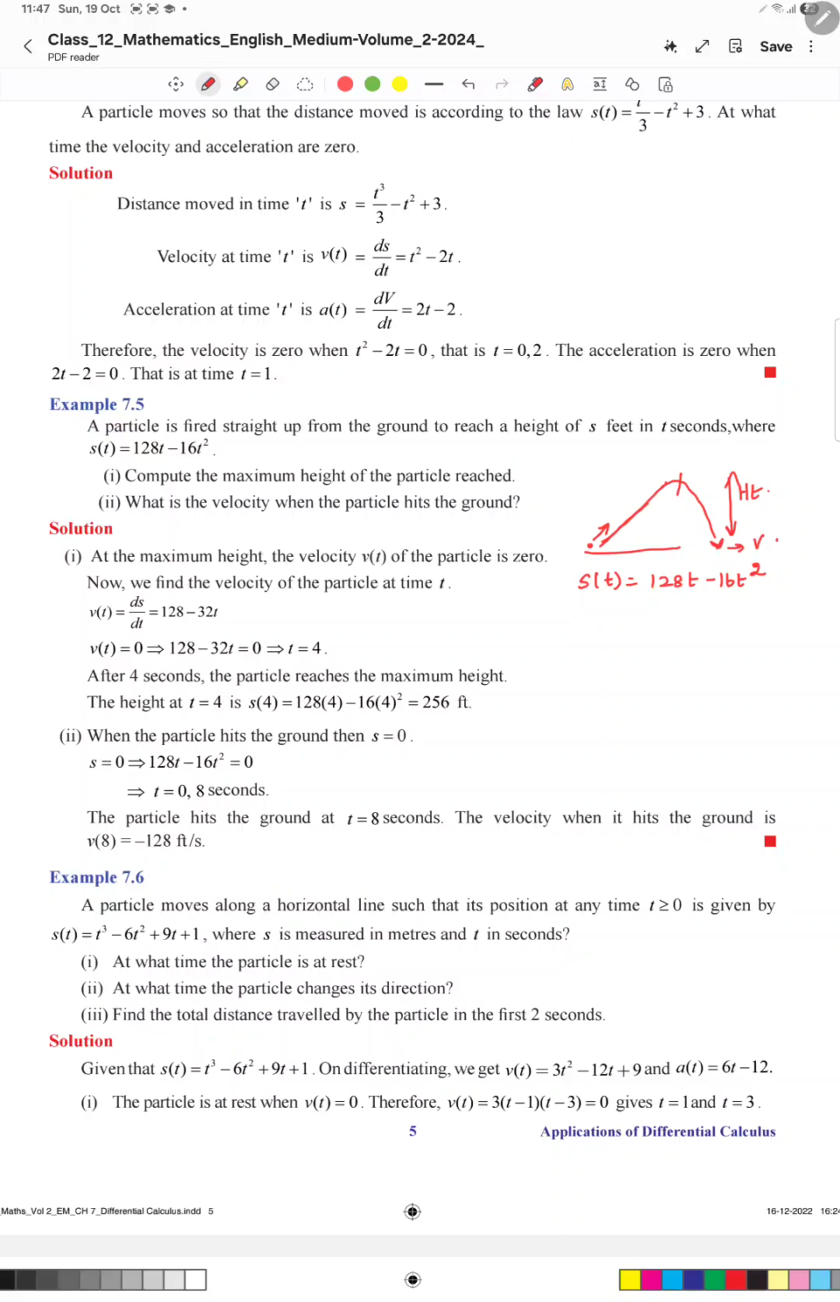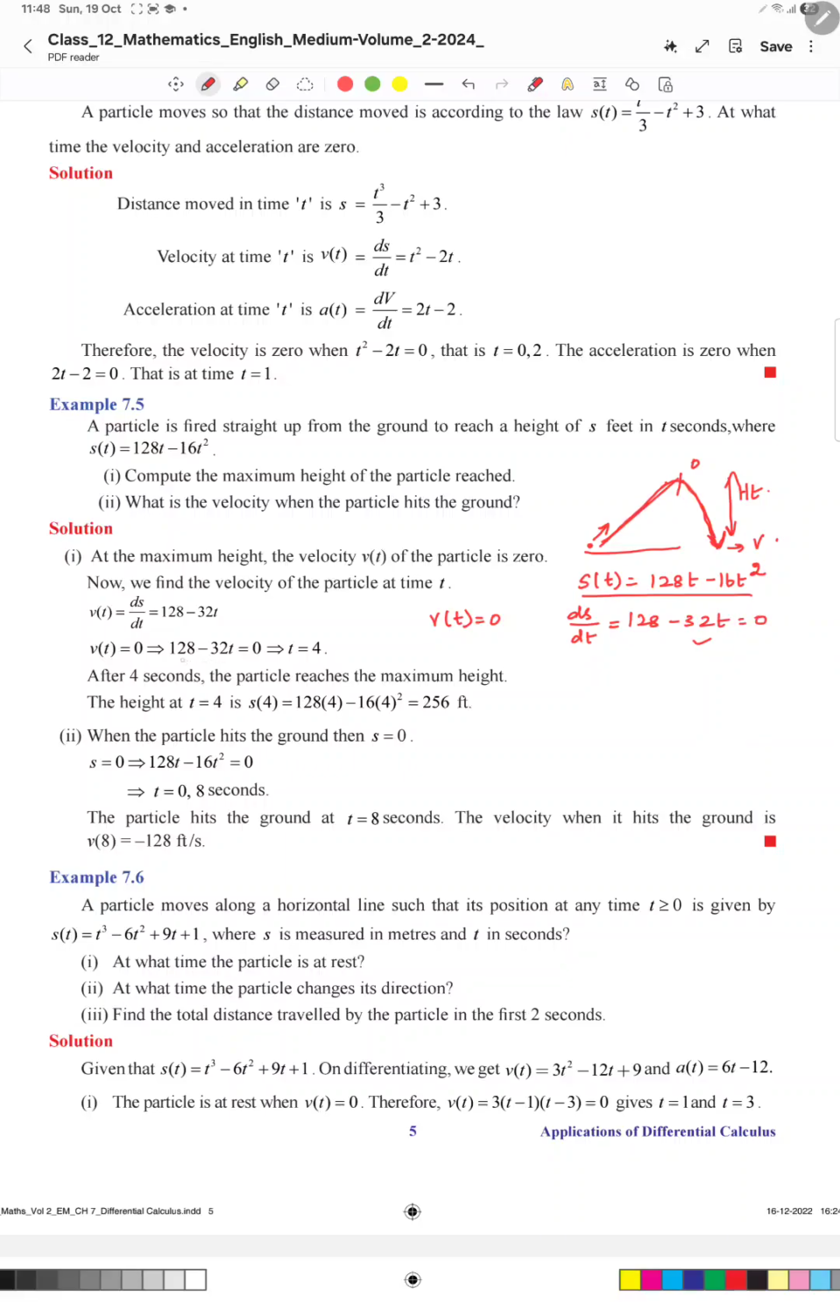First of all, at the maximum height, the velocity v of t of the particle is 0. When the height reaches the maximum, the velocity will become 0 and the particle will fall down, right? So v of t is equal to 0. How will you find v of t? You will differentiate s of t once. When you differentiate this, ds by dt is equal to 128 minus 32t. This is v. Now this should be equal to 0. Then only you will get the maximum height.